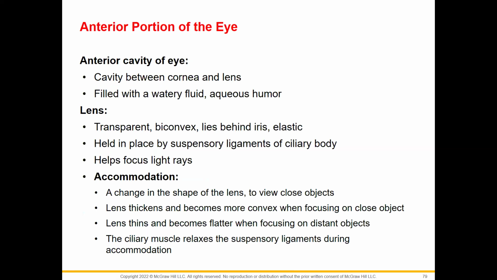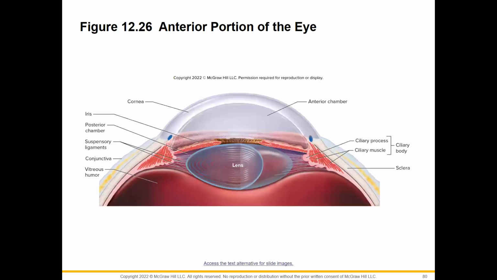Then you have the anterior cavity of the eye. This is the cavity between the cornea and the lens. It's filled with a watery fluid called aqueous humor. Let's go to an image. So you have the cornea here. All right, you have your ciliary muscles there with the ciliary processes attached to the lens.